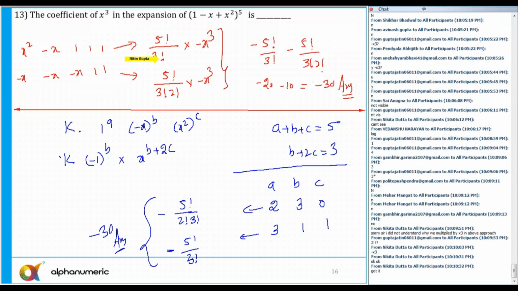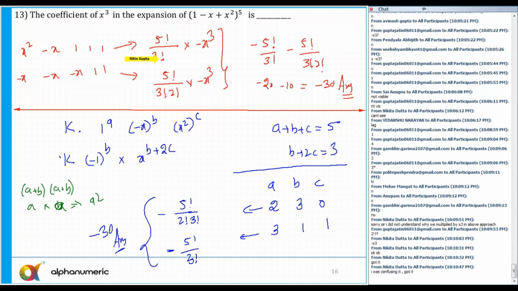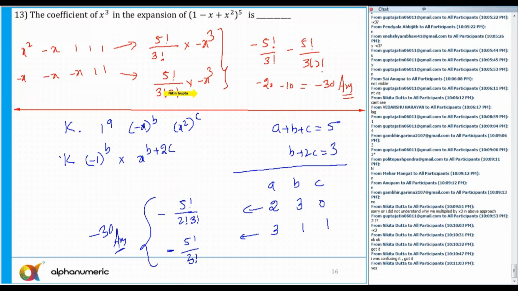If I ask what is a plus b into a plus b, if I pick a and b, I'll get a into b, or if I pick a into a, that is nothing but a square, na? But how many times will I get it? You can arrange it here, but basically the term will be this one. That is the coefficient of x cube. Is that clear to all of you? Can I move to the next slide now?